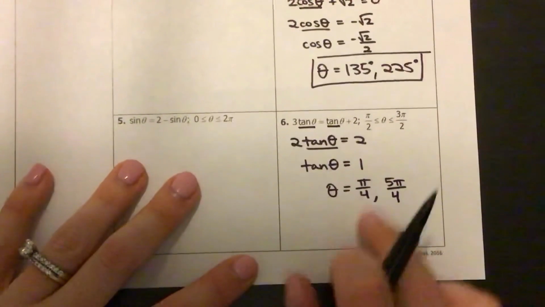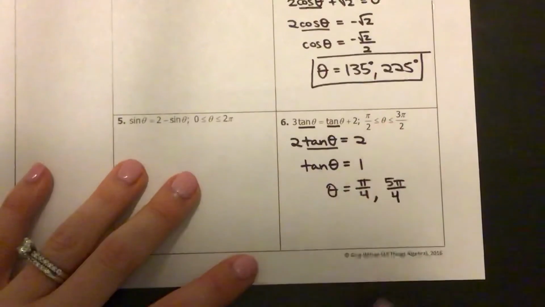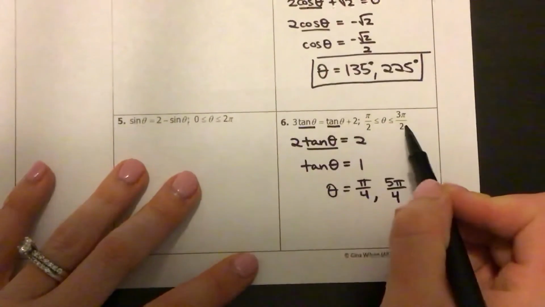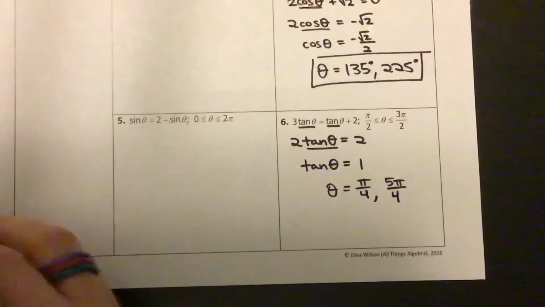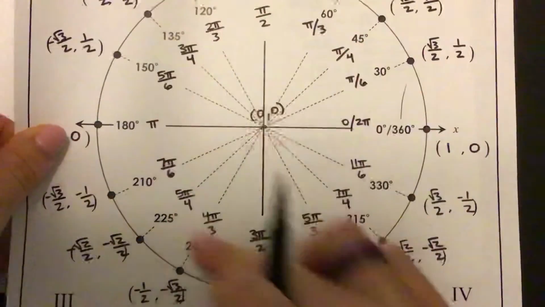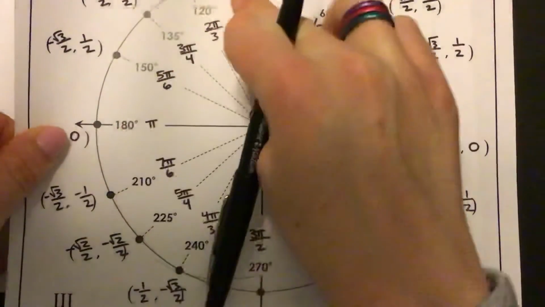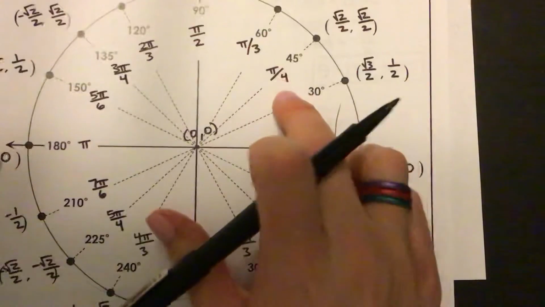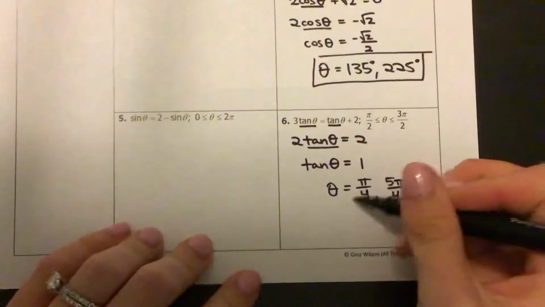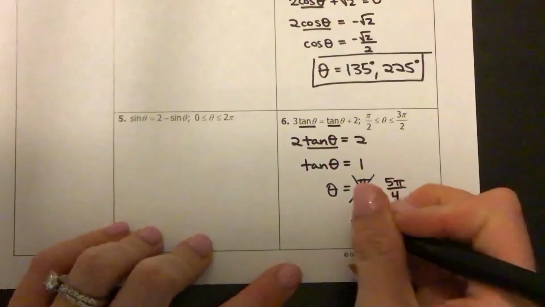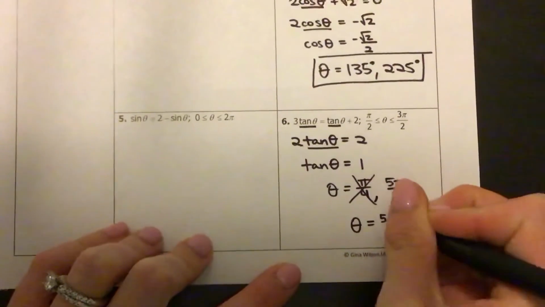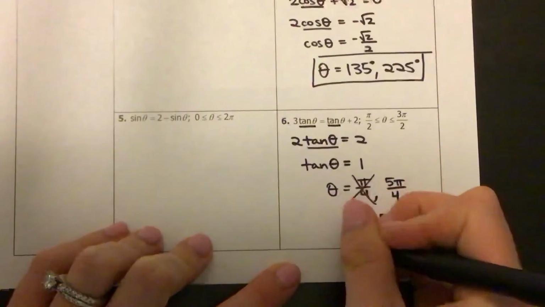Okay, so check for extraneous solutions, which means check our answers against the range. Between pi over 2 and 3 pi over 2, pi over 2 is right here, 3 pi over 2 is right here. So we only want these answers, which actually cuts this one out. So extraneous solutions, you should put an X through it. And then we say that the only solution that actually works is 5 pi over 4.